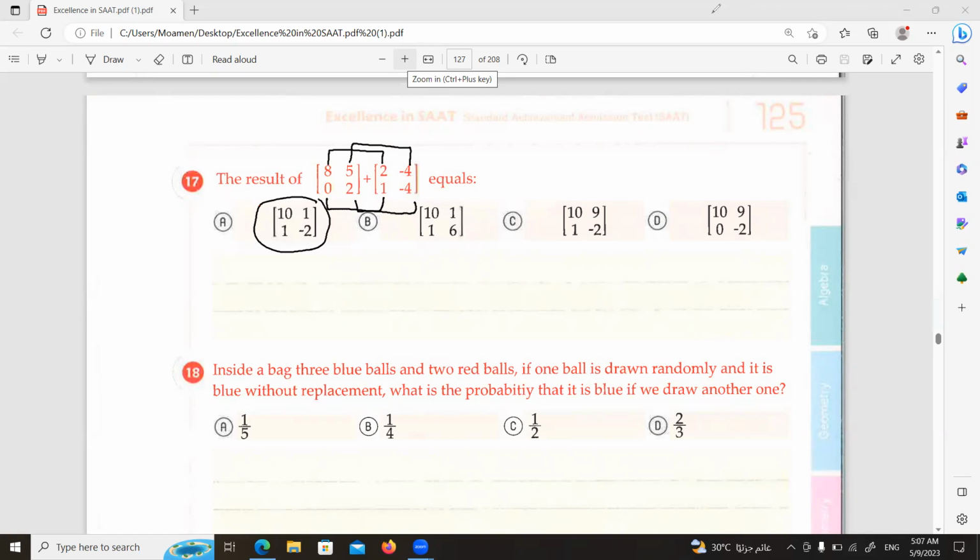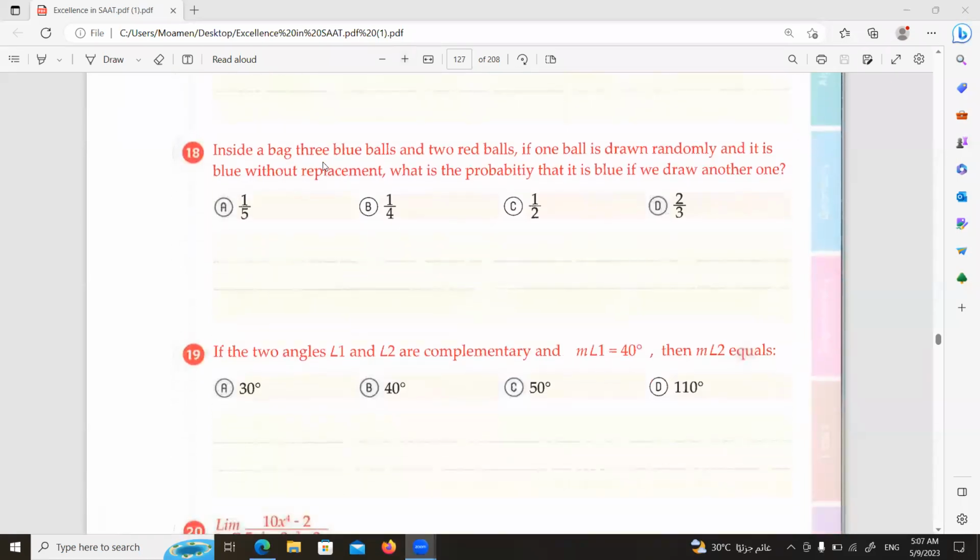هنيجي يا مستر بعد كده بكل بساطة نشتغل على number 18. Number 18, inside the bag we have 3 blue balls, 2 red balls. If one ball is drawn randomly and it is blue without replacement. خلي بالك من كلمة without replacement يا جماعة. طيب without replacement يعني أنا مش هرجع الكورة تاني في الصندوق.